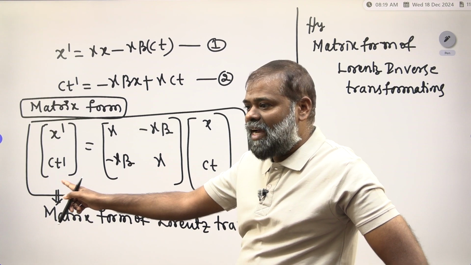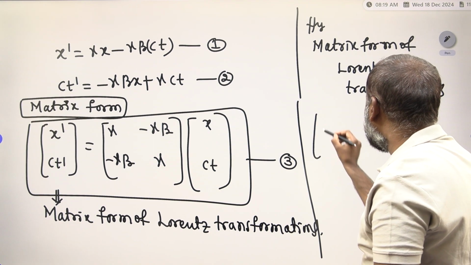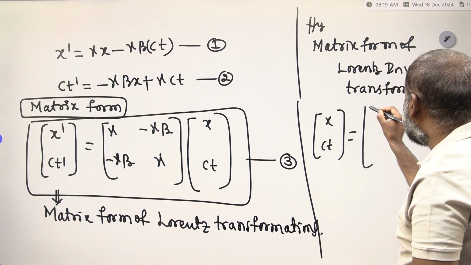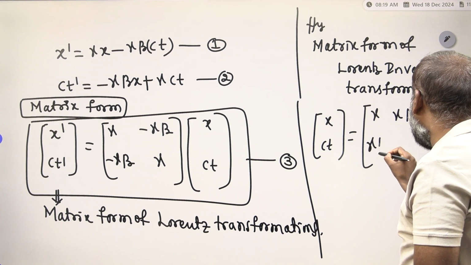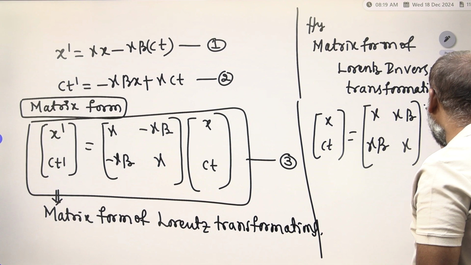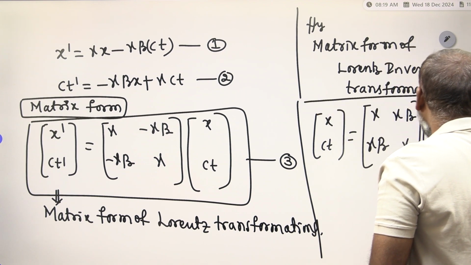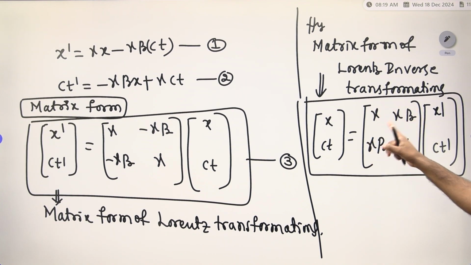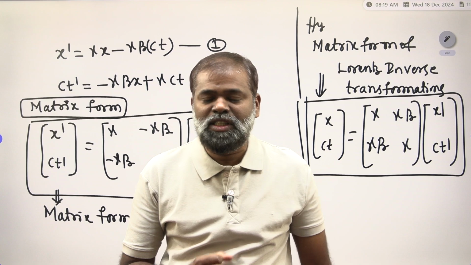Wherever x dash, Ct dash is there, you take the other coordinates as your reference. So you write x, Ct, which is equal to the matrix where these minus symbols become plus symbols: gamma, beta gamma, beta gamma, gamma, times x dash, Ct dash. So this is the matrix form of the Lorentz inverse transformation. Clear? These are the informations about the Lorentz transformations.